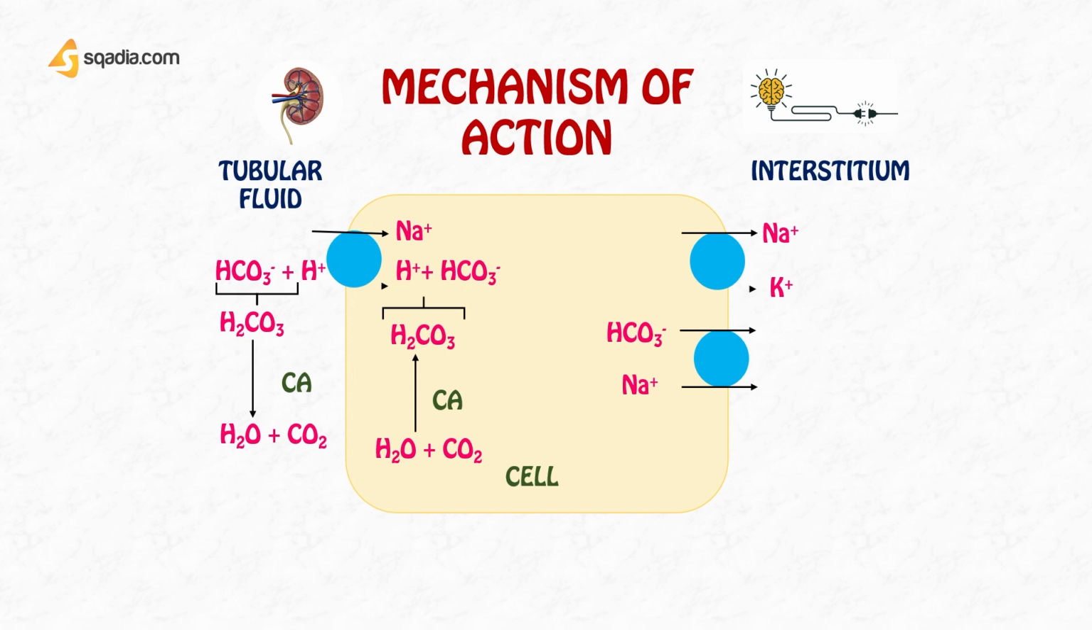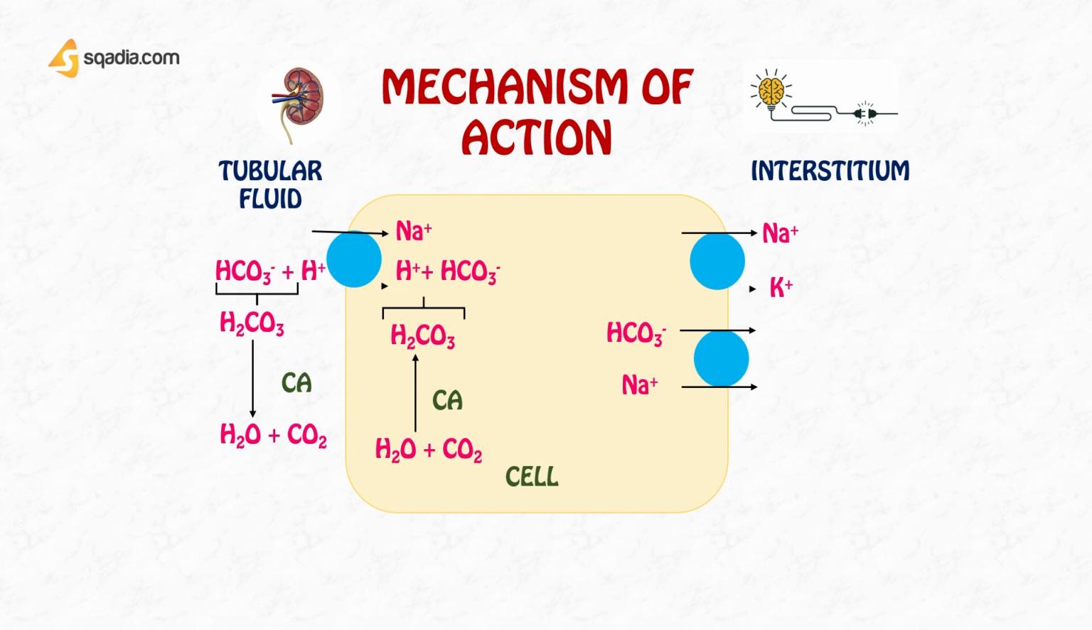But when we are using carbonic anhydrase inhibitors, this conversion of bicarbonate to carbon dioxide will be blocked. Now it cannot be converted to carbon dioxide, so it will not be reabsorbed. So they are going to decrease bicarbonate reabsorption and sodium reabsorption. So sodium bicarbonate reabsorption is going to be decreased in the tubular cell of the kidneys.